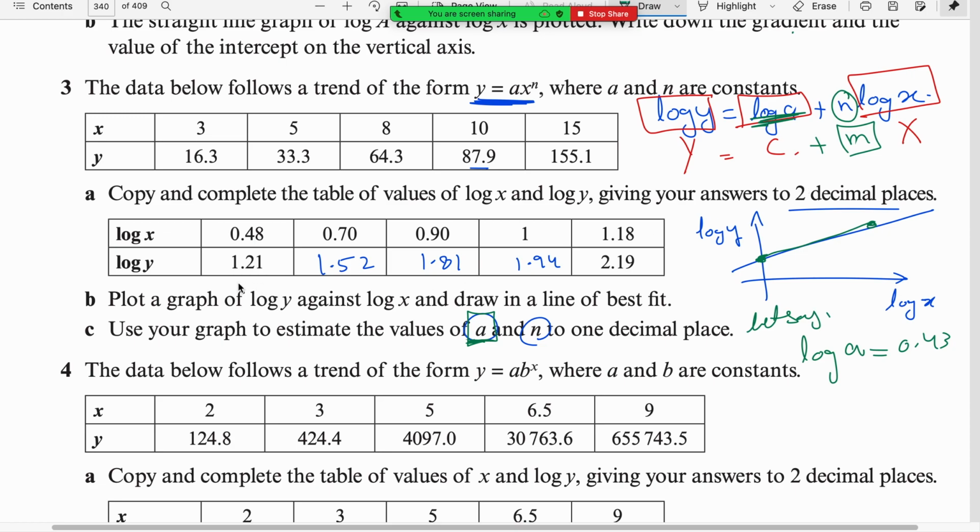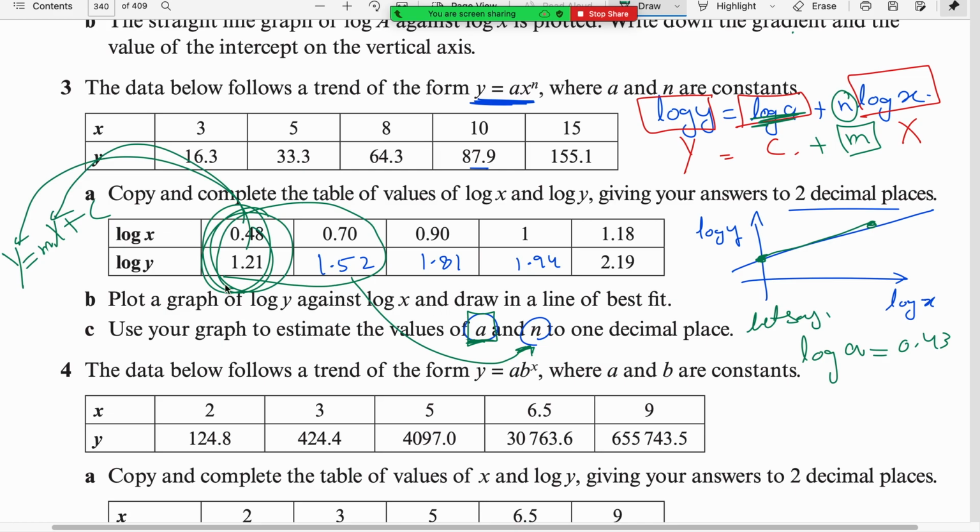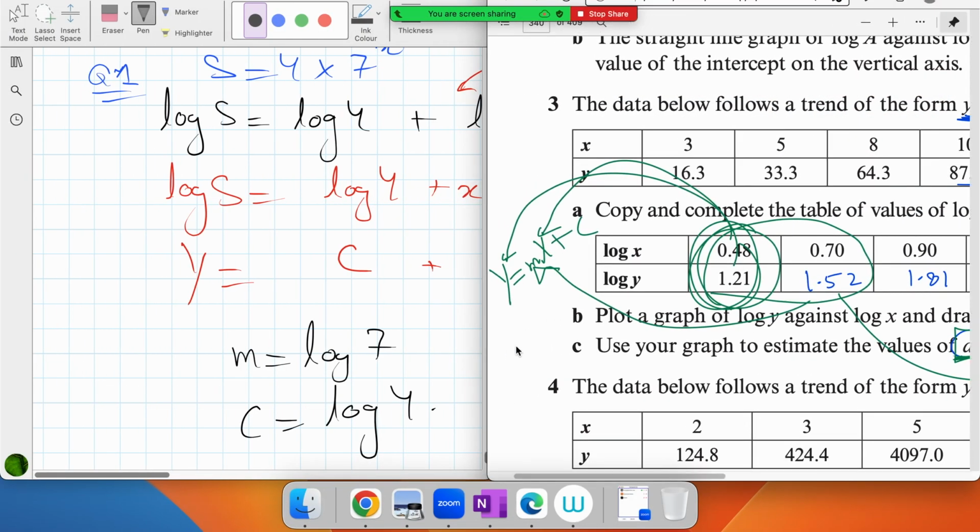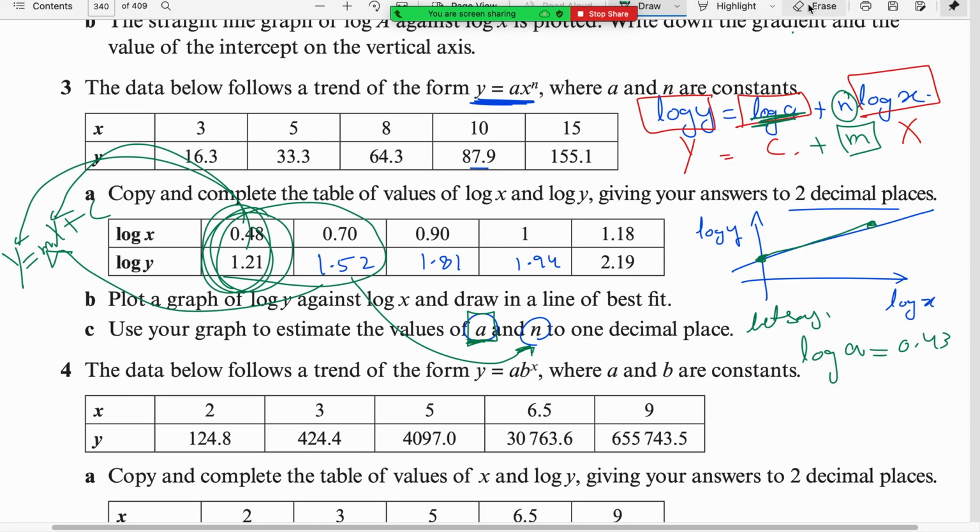This was one way. The other way is you already have these points. We can use these points to find the gradient. And once you have the gradient, you can use this equation y is equal to mx plus c. You know the value of log y, you know the value of log x, you know what the y-intercept is, you know what the gradient is. So you can also use this equation. Let me do this algebraically right now because of the absence of graph paper.